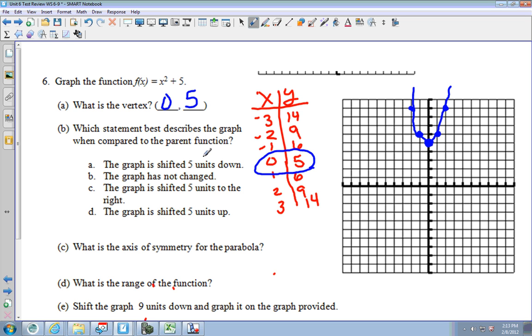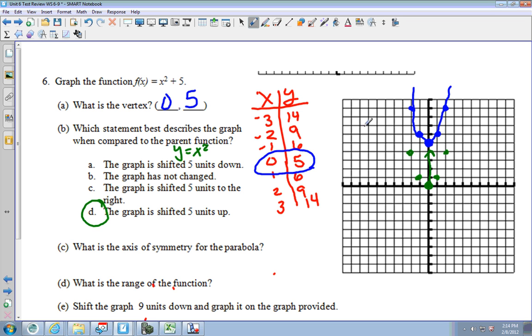Now, which statement best describes the graph when compared to the parent function? Remember, the parent function is y equals x squared. We just did that. That started here, and I had 1, 1, -1, 1, 2, 4, -2, 4. Okay? So what happened? It says describe the graph when compared to the parent function. From the parent function, it was moved up 5 units. So the graph was shifted up 5 units.